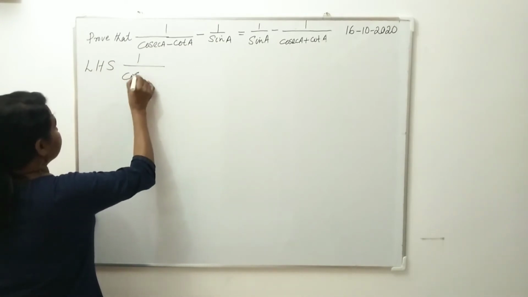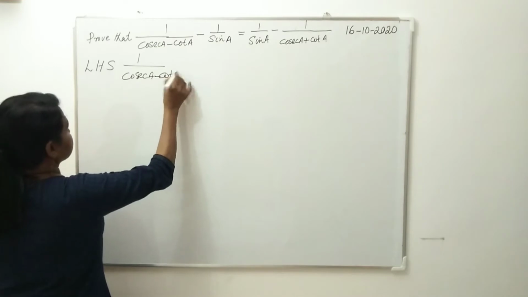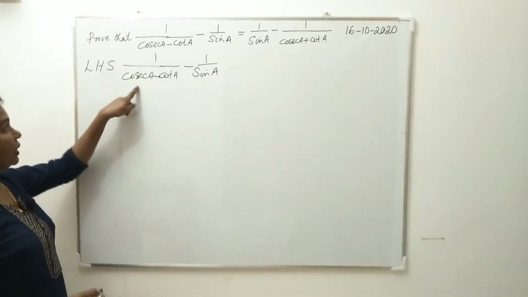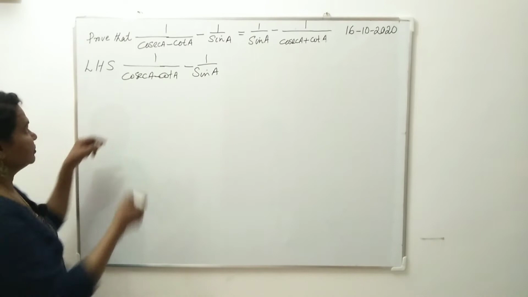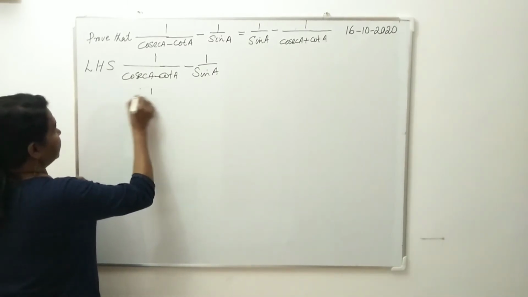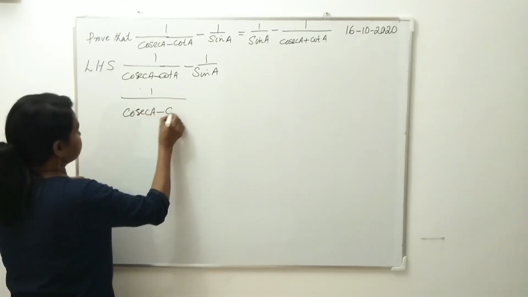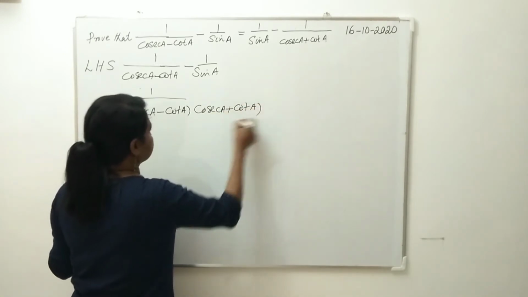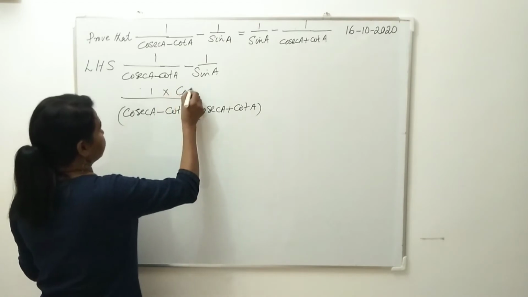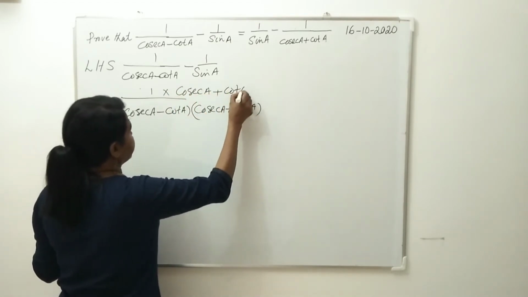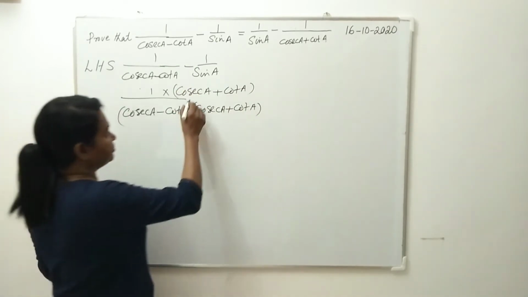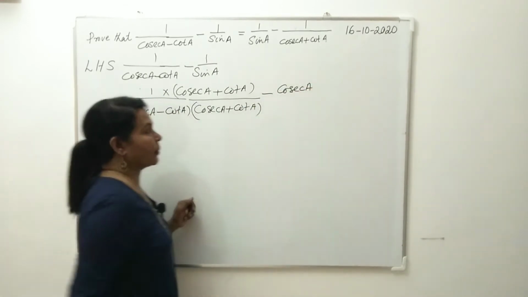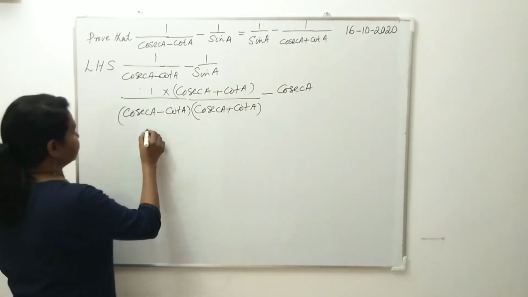That is 1 divided by cosec A minus cot A, minus 1 divided by sin A. Multiplying both numerator and denominator by cosec A plus cot A, we get 1 divided by cosec A minus cot A into cosec A plus cot A. And what is 1 by sin A? We know it is cosec A. So 1 into cosec A plus cot A is cosec A plus cot A.